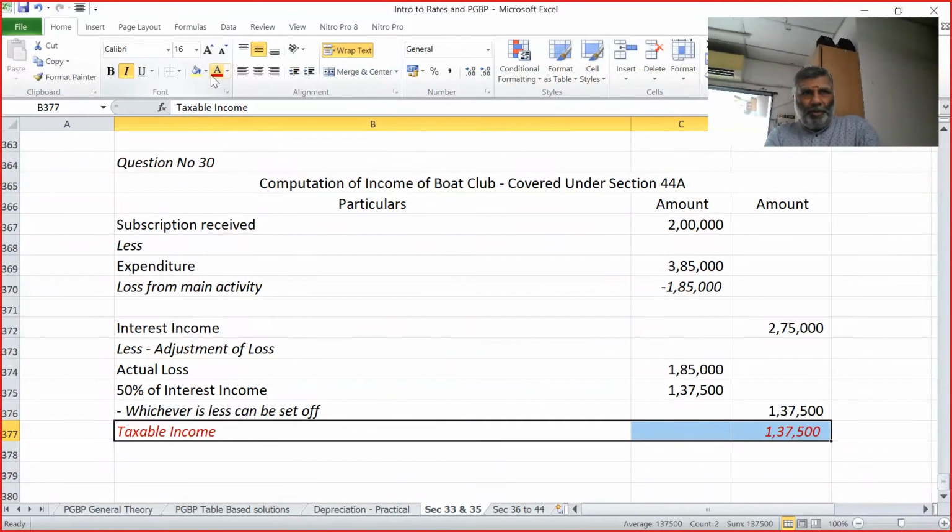No, you cannot. The question was the balance: can I carry forward 185 minus 137,500? 185 is the loss. I adjusted only 137,500. Can I carry forward the balance? No, you cannot. It talks both about set off and carry forward, probably in the material I have written preceding here.